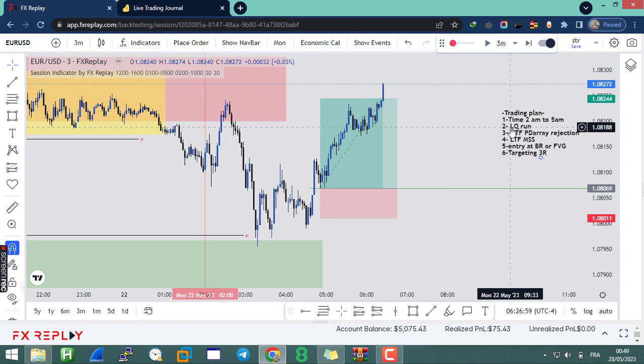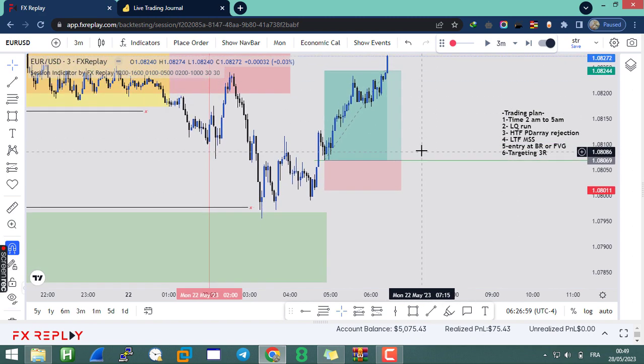So this is why, guys, I told you this strategy doesn't require a daily bias. As you can see in the beginning of the video, I told you my draw on liquidity was bearish, obviously, and the order flow was bearish. Yet I took a long, and it was a winning one. All right, it was textbook from my trading plan.